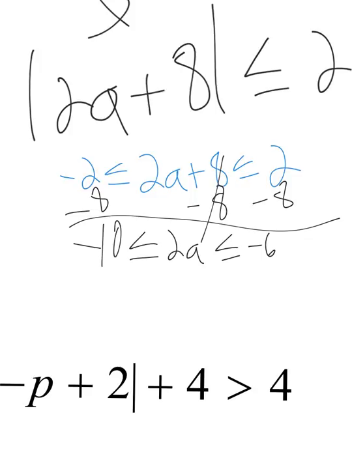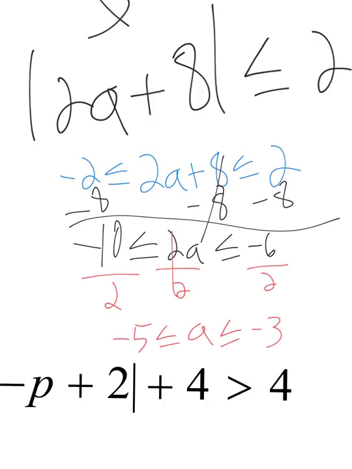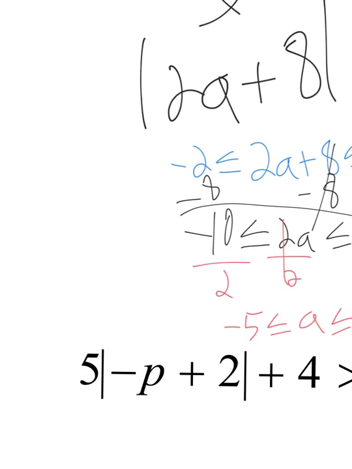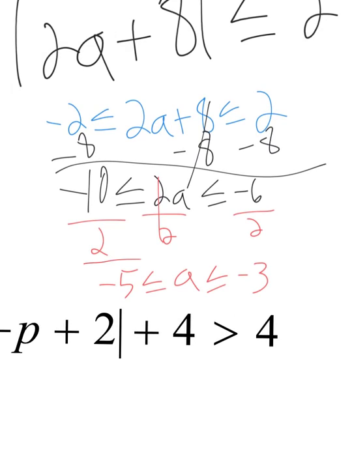And so I can divide by 2. Remember, if you divide by a negative number, you'd flip the inequality signs, but this is dividing by a positive number, so the inequality signs stay the same. But I get a final answer here of negative 5 is less than or equal to a, which is less than or equal to negative 3. And you draw your number line graph. So let's see, that's the final answer, so I'll circle that.